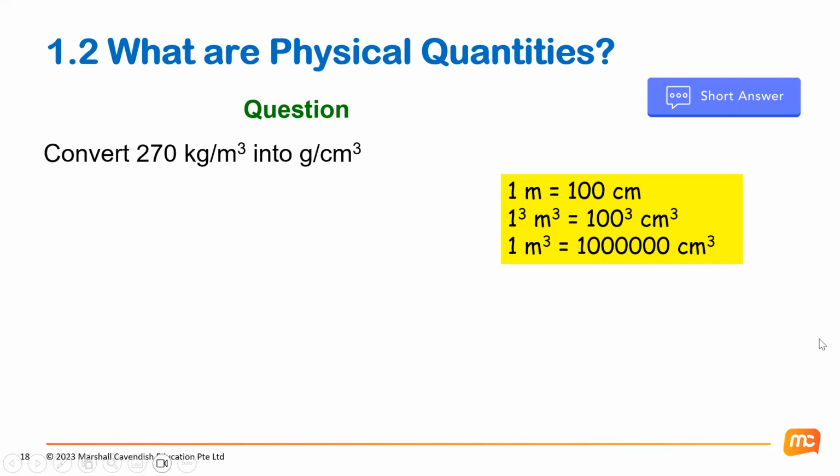Okay, the same goes for square. So 1 meter is 100 cm. You always apply the square or the cube to both sides. So if I want square, 1 meter square equals 100 cm squared. So 1 meter square is actually 10,000 cm square. Okay, the same for square or cube. Okay, so let's go into it.